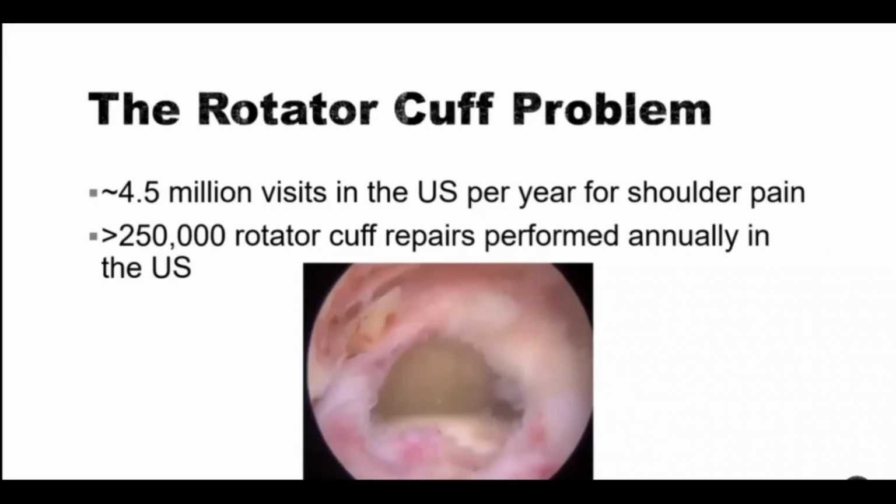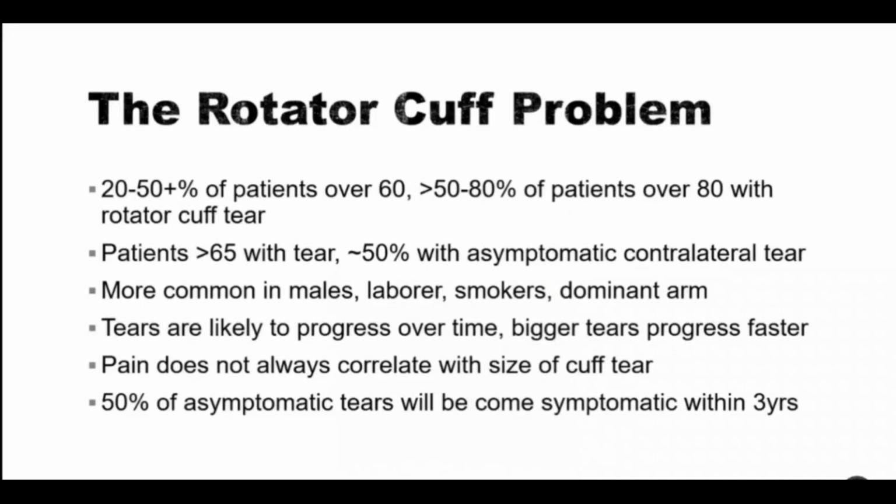Cuff problem, it's a big problem, right? This is incredibly common. One of the most common things that we see in clinic. So about 4.5 million visits per year for shoulder pain, more than 250,000 rotator cuff repairs performed annually. When we look at age breakdown, 20 to 50% of patients over the age of 60, more than 50 to 80% of patients over the age of 80 have cuff tears.